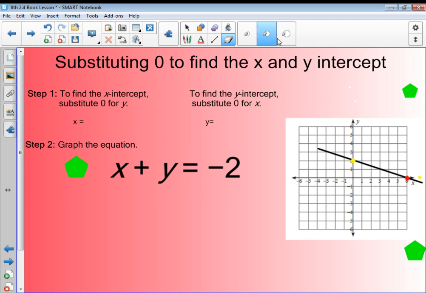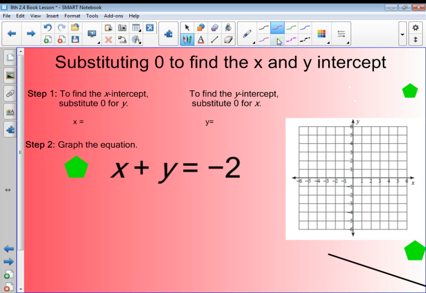Okay, so let's try this one. We're going to first substitute in for one of the variables, and it doesn't matter which one you do first. So if I wanted to substitute in a 0 where x is, we could solve for y first. So 0 plus y equals negative 2, so that's gone. So we just found out that our y-intercept is negative 2.